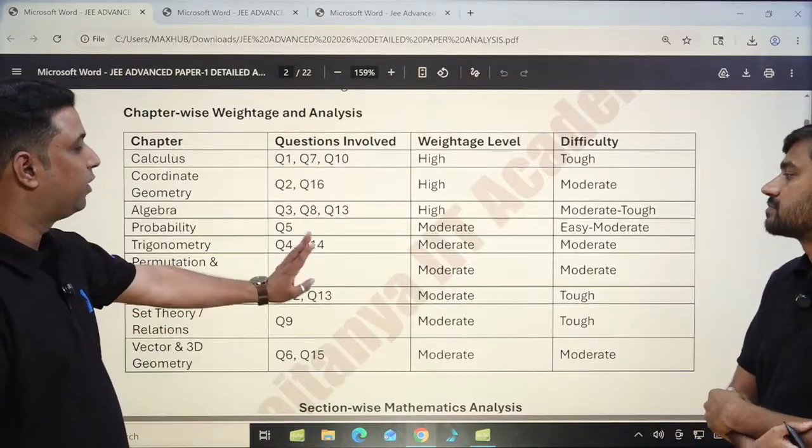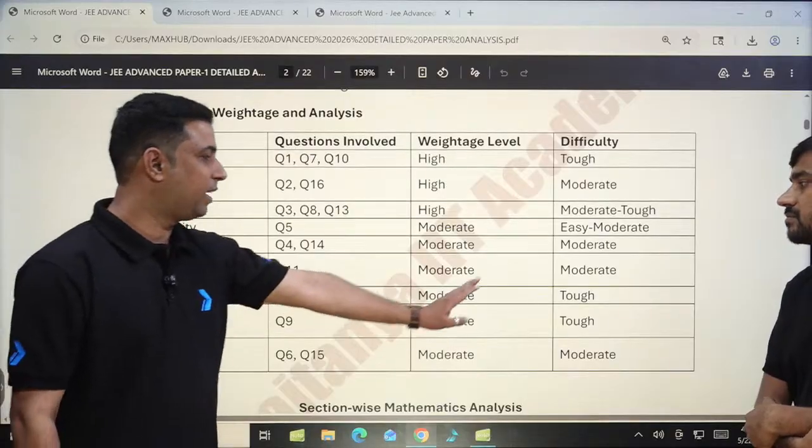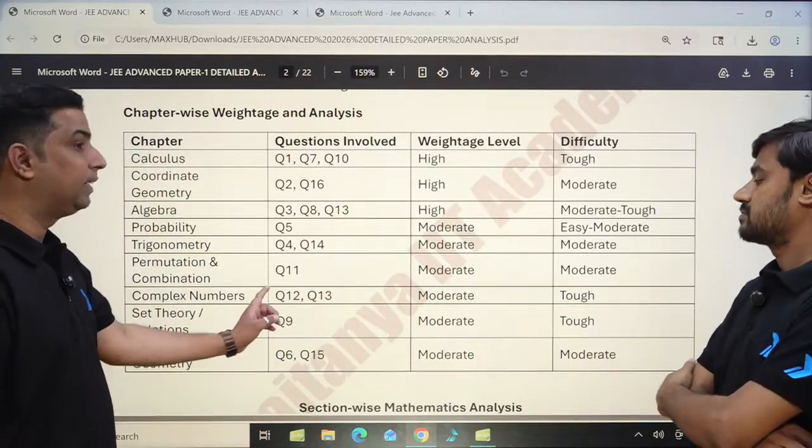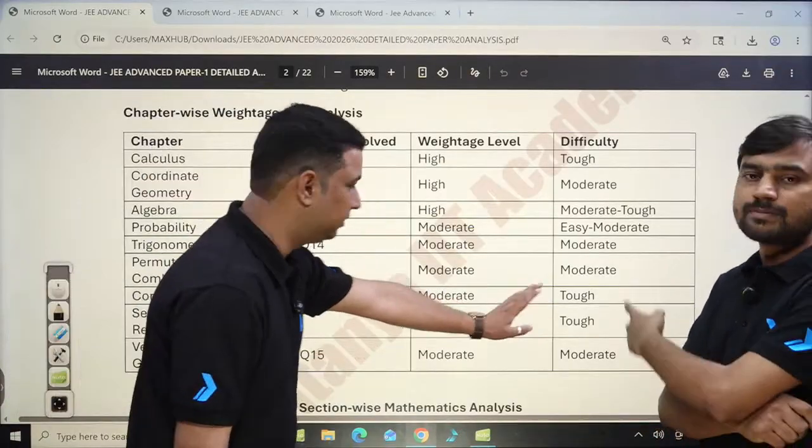Trigonometry, questions 4 and 14, moderate. And permutation combination, question number 11, moderate. Complex number contains 2 questions, 12 and 13, and it was on the tough side. This is about paper 1.